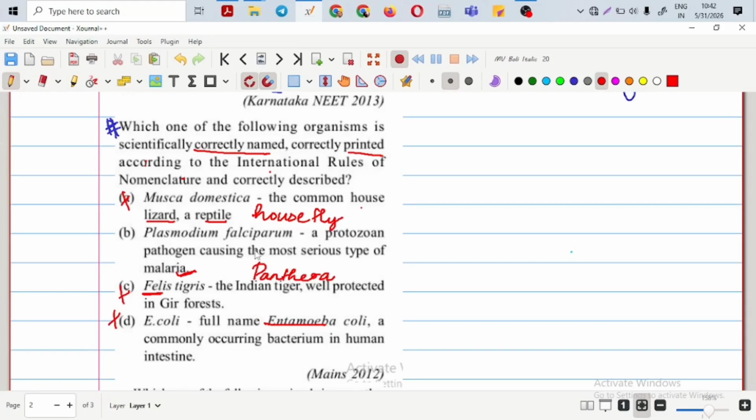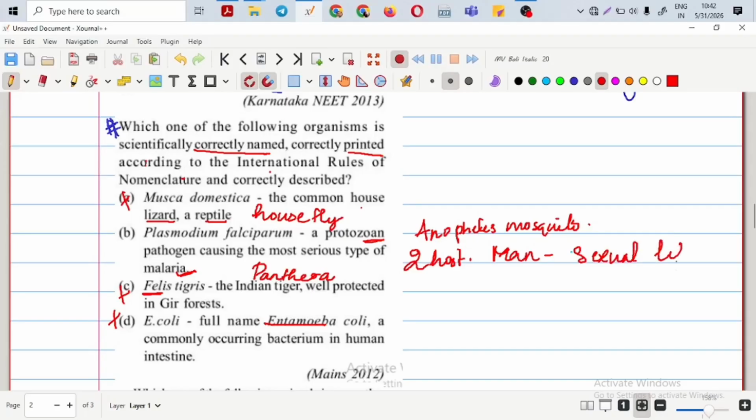This is very important. Plasmodium falciparum is actually a protozoan parasite that causes malaria. It is transmitted by the female Anopheles mosquito. That is the vector. It has got two hosts. First one is man, in which the sexual life cycle happens, and the second one is the mosquito, in which the asexual life cycle happens.